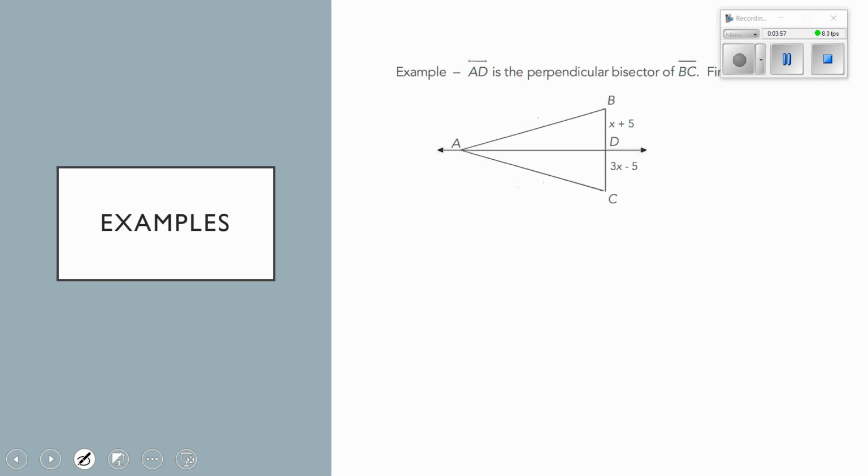AD is the perpendicular bisector of BC. Find X. Well, we know it's bisected, so we know this is congruent to that. If they're congruent, we know we can set them equal. So we have x plus 5 is equal to 3x minus 5. We can set the equation up like this because we know the two sides are congruent. They are bisected, they are therefore congruent.